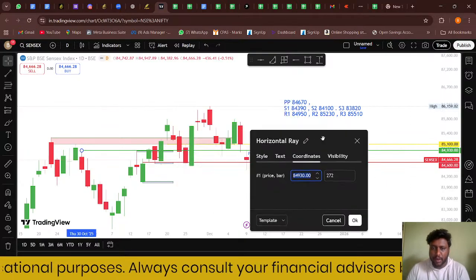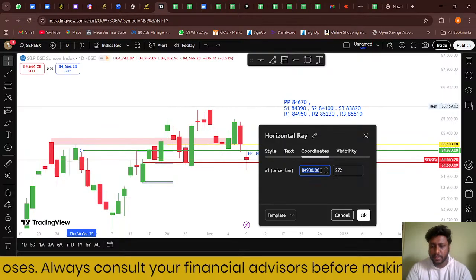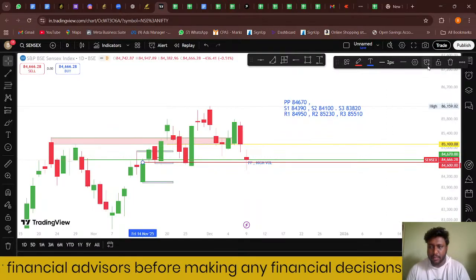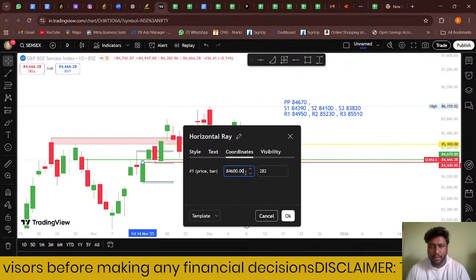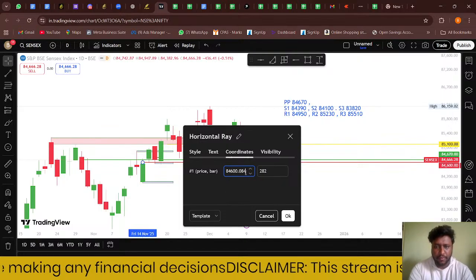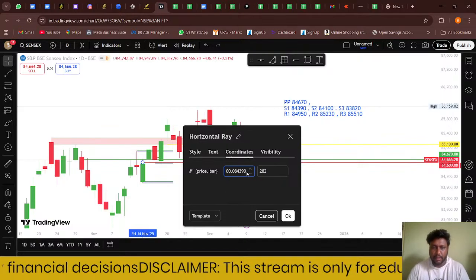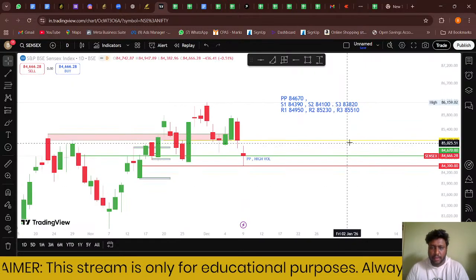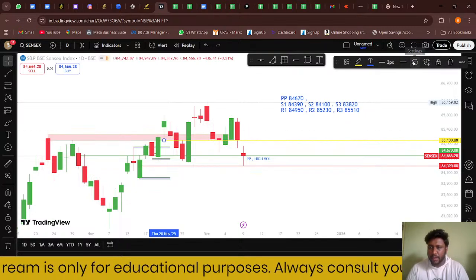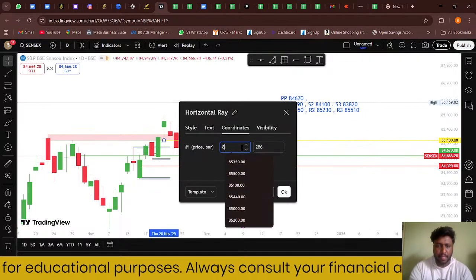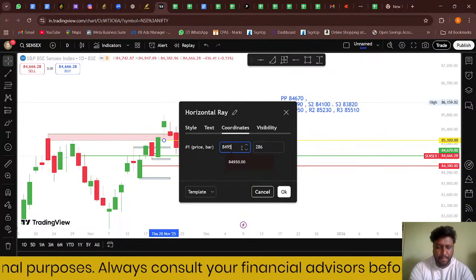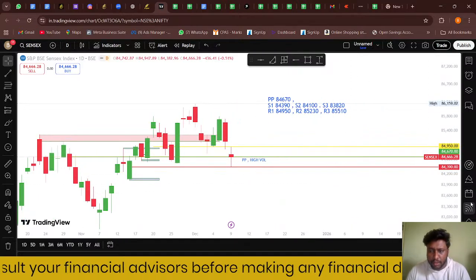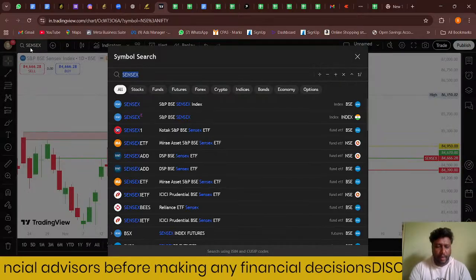We will mark the pivot line 84,670, and support 1 at 84,390, and resistance 1 at 84,950. So these are the levels with respect to Sensex. So we'll go back to Nifty.